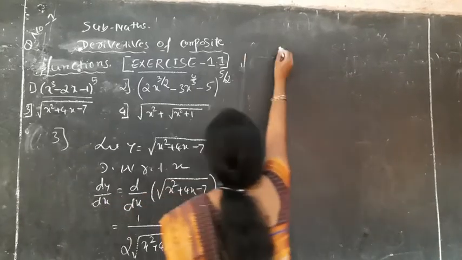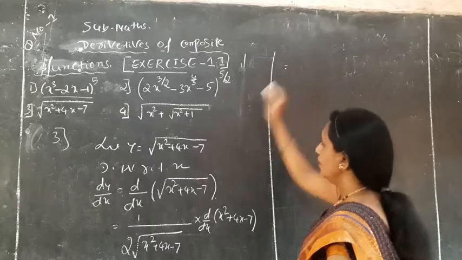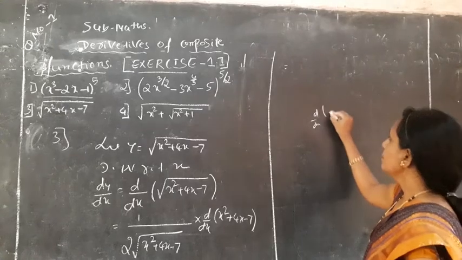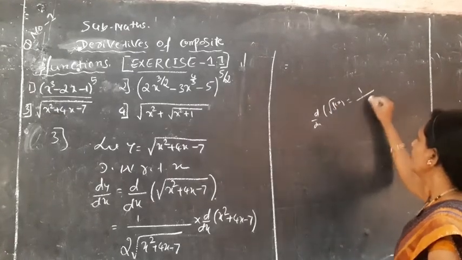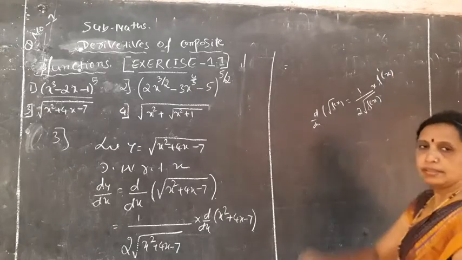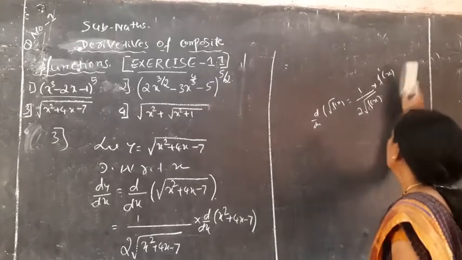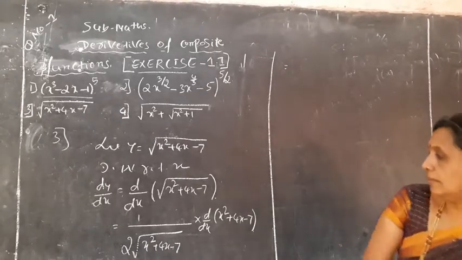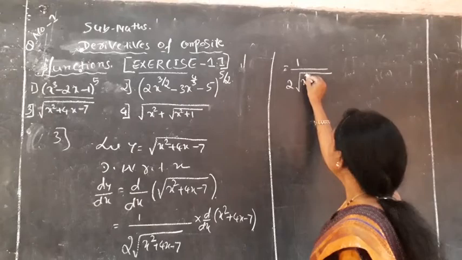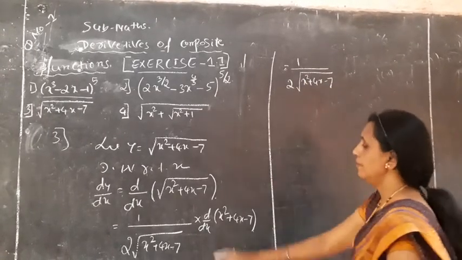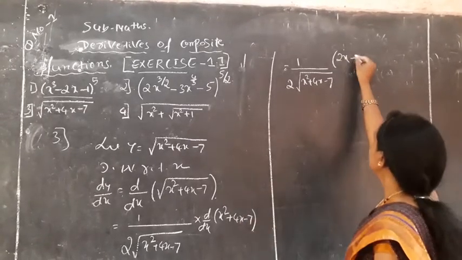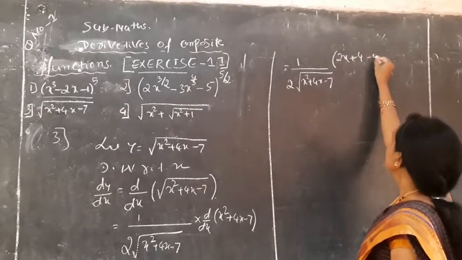Okay. Next, see here, because differentiation of square root of f of x, d dx of square root of f of x, equal to 1 upon 2 square root of f of x into f dash of x. This is the formula. So we are going to apply this formula here. This is equal to 1 upon 2 square root of x square plus 4x minus 7. Next, differentiation of x square is 2x, differentiation of 4x is 4 and differentiation of 7 is 0.